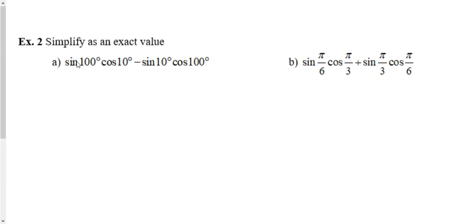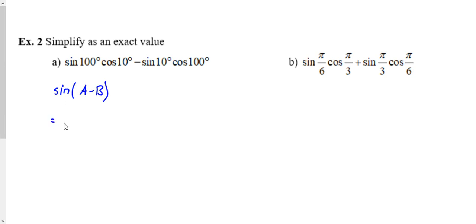In the next example, it says simplify as an exact value. So I gave you sine 100 cos 10 minus sine 10 cos 100. What you want to do is take a look at your formula sheet and match this up to one of your trigonometry identities. So here, if I have sine cos and then a subtraction of another sine cos, the only one where sine and cos is being subtracted is if we're using sine of a minus b.